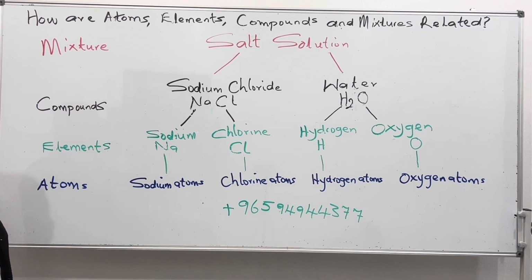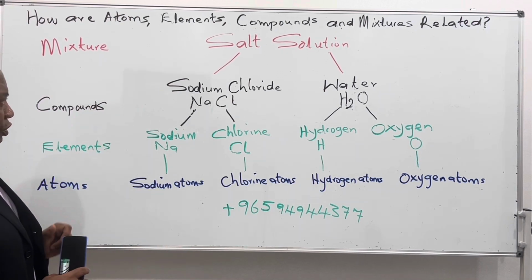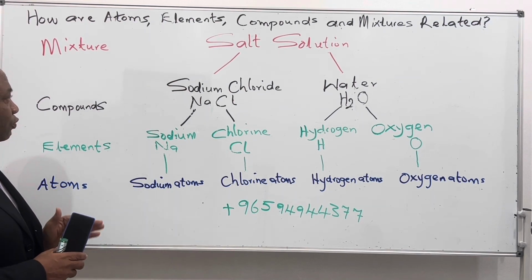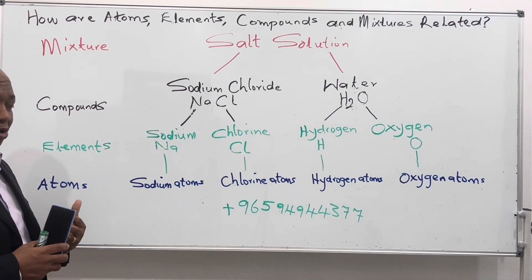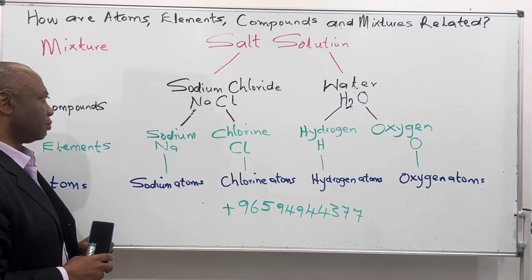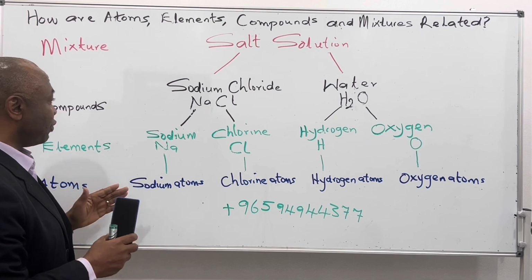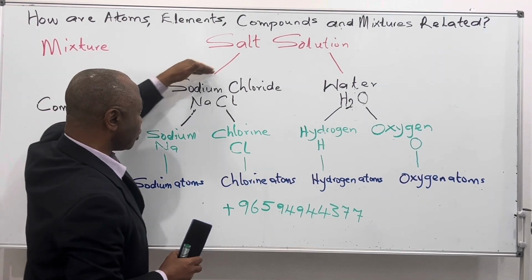A mixture I would like us to use as an example here is salt solution. Salt solution is a mixture that is made up of two substances, table salt and water, that are combined through a physical process. Salt solution can be broken down through a physical process into its components, table salt and water.